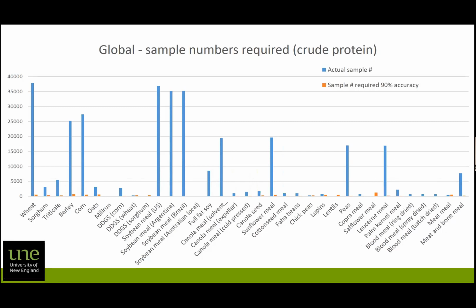Once we've got that standard deviation data and we have the sample number data, we can then calculate the sample number required to get 90% accuracy in that mean value. This is looking at the global data only, and this is for crude protein. We can see that for pretty much every single ingredient, we have more than enough sample numbers to accurately predict the mean crude protein value for these ingredients. So that's really good.